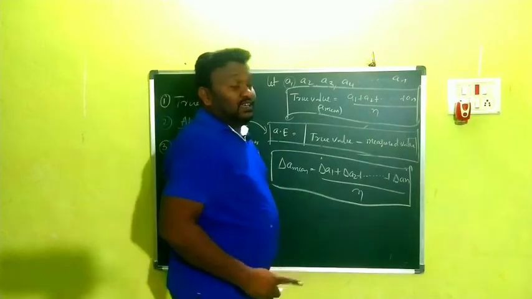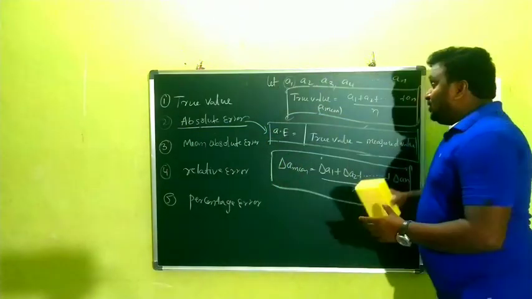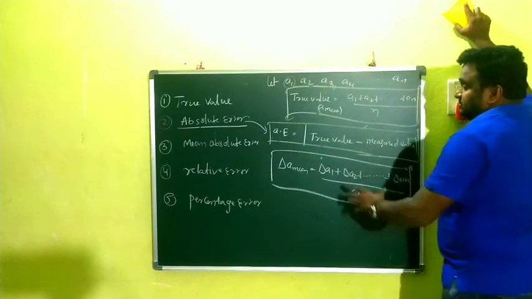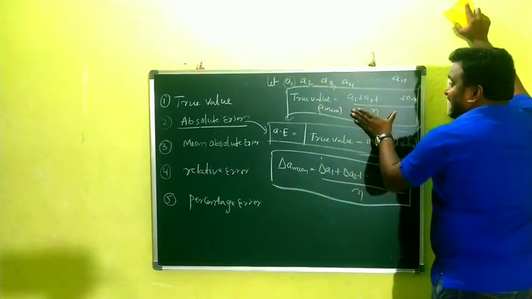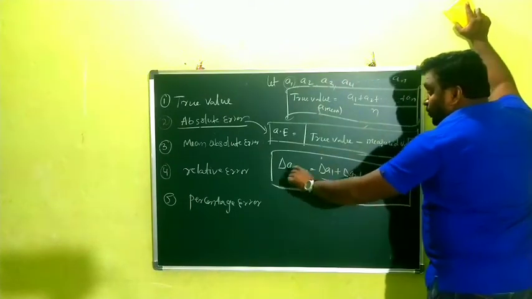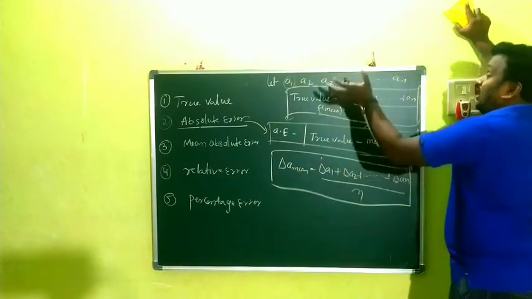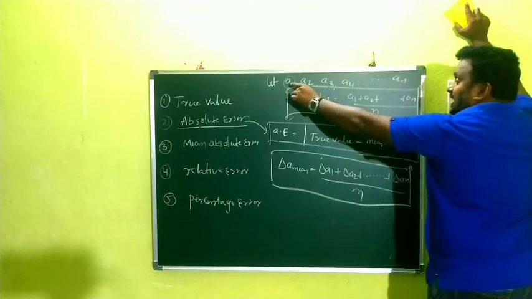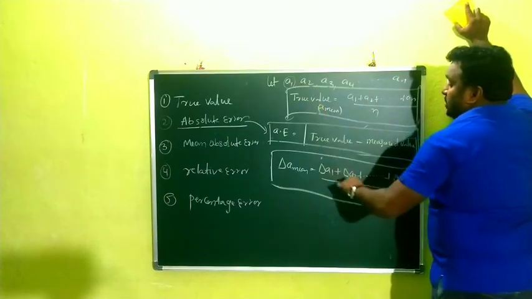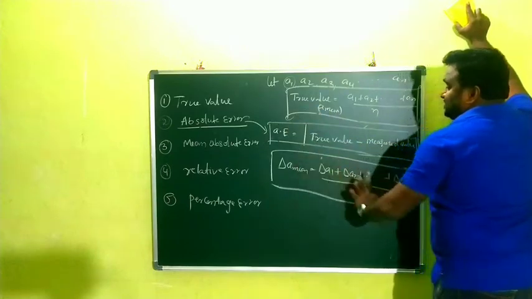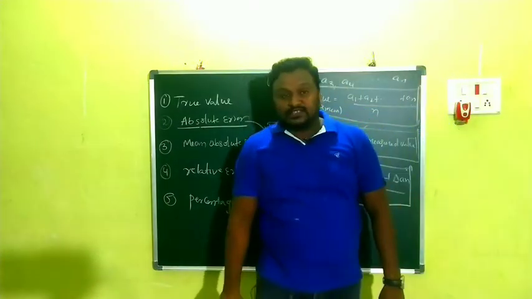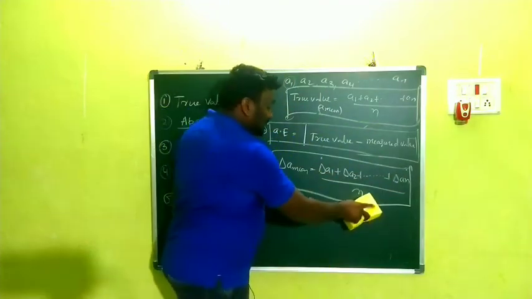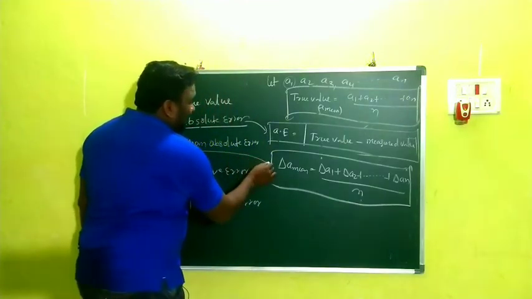Don't confuse, children. In case of the true value, we are taking the average of measured values. And now we are taking the average of all the absolute errors of A1, A2, A3 and so on. If you take the average of measured values, that is the true value. If you take the average of the absolute errors, that is the mean absolute error. Clear, children? Delta A1 plus delta A2 plus and so on, delta AN, by N. So this is about the mean absolute error.